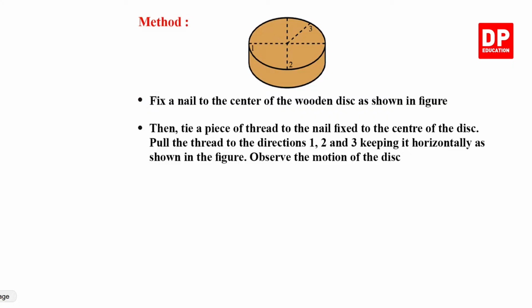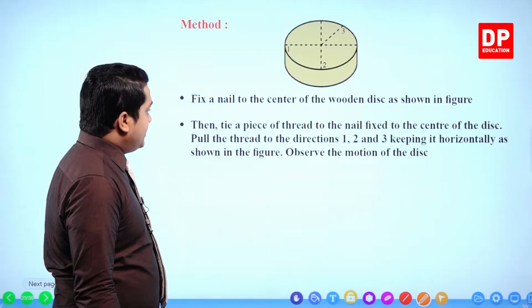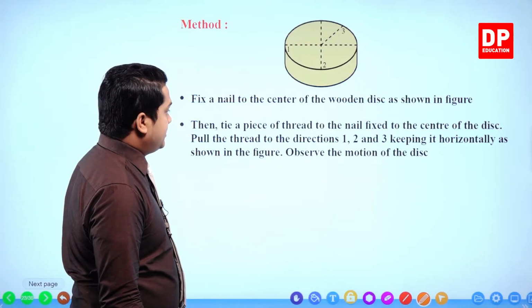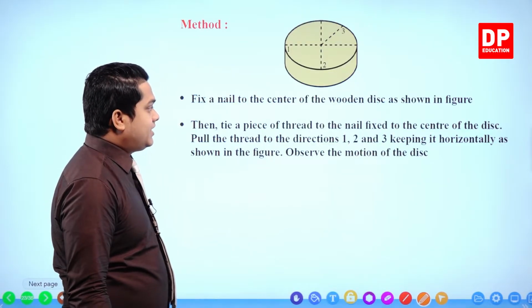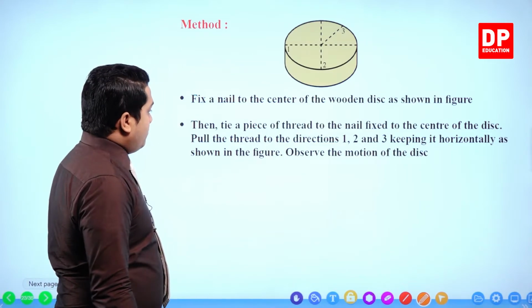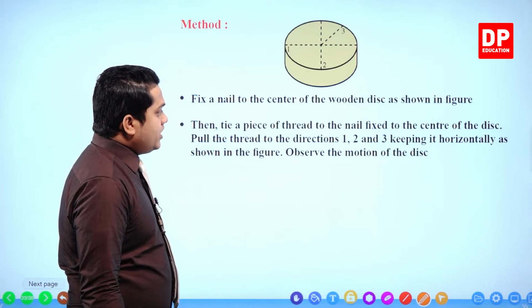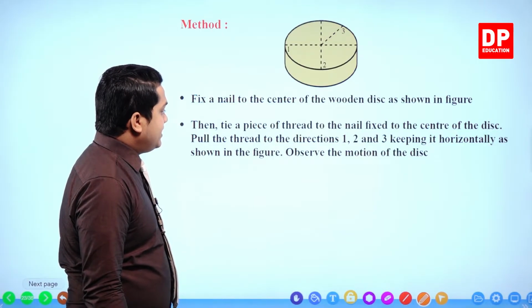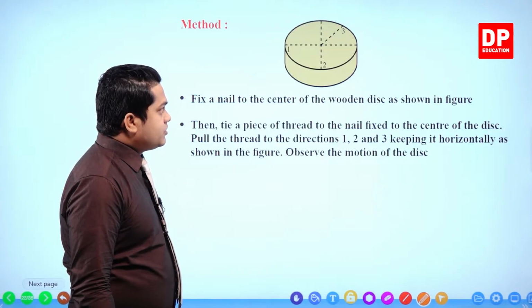Then the disc. Fix a nail to the center of the wooden disc as shown in the figure. You have to fix a nail onto the midpoint, the center of the wooden disc. Then tie a piece of thread to the nail fixed to the center of the disc. Pull the thread in the directions 1, 2 and 3 by keeping it horizontal as shown in the figure. Observe the motion of the disc.